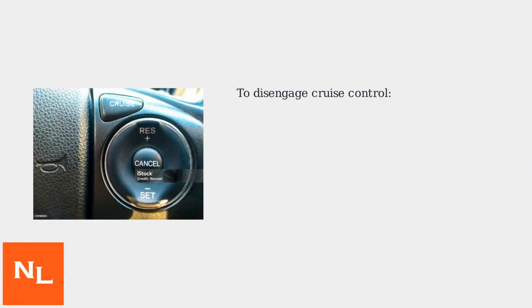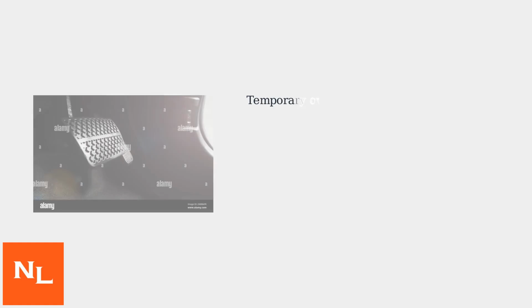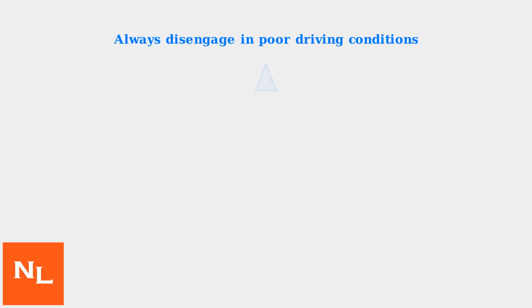To disengage cruise control, press the brake pedal or the cruise off button on the steering stalk. You can temporarily override the system by pressing the accelerator pedal. The cruise control will resume the set speed once you release the pedal. Always disengage cruise control in poor driving conditions to maintain full control of your vehicle.